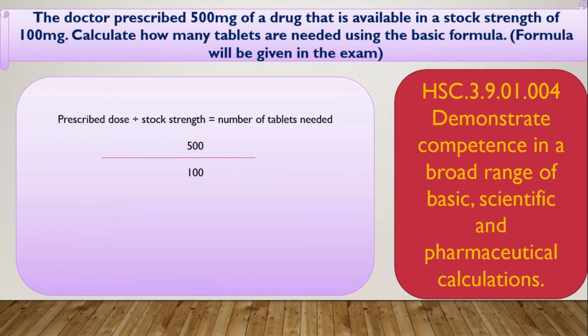Okay. The doctor prescribed 500 milligrams of a drug that is available in a stock strength of 100 milligrams. Calculate how many tablets are needed using the basic formula, which will be given in the exam. To calculate the number of tablets needed, you divide the prescribed dose by the stock strength.